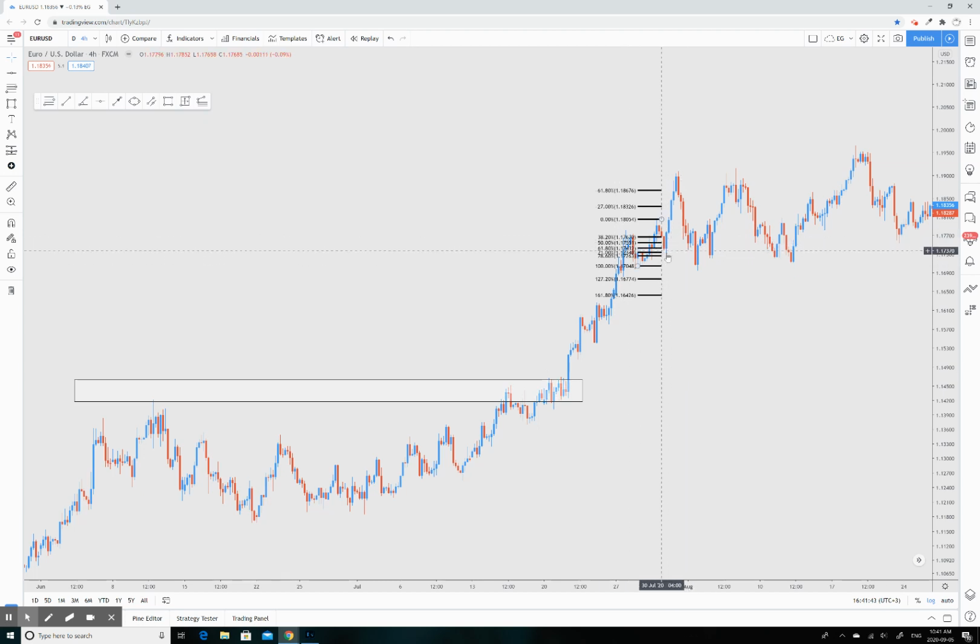So if you were trying to enter right here, this would be a nice confirmation for entry. Now, we can't really use it on the example that I'm showing you, but that's just a really quick way that I confirm a trade.